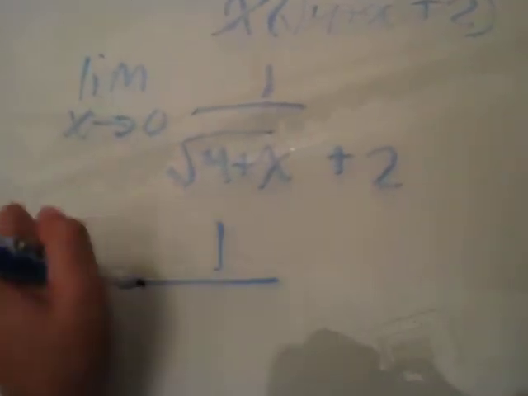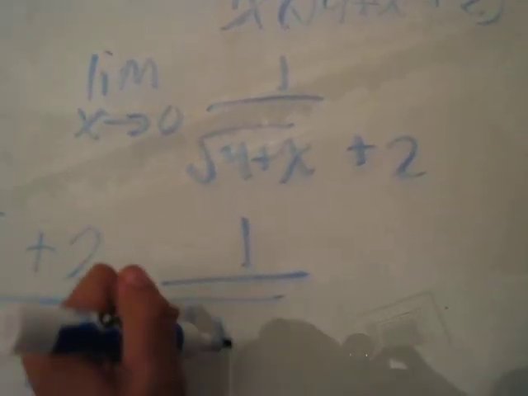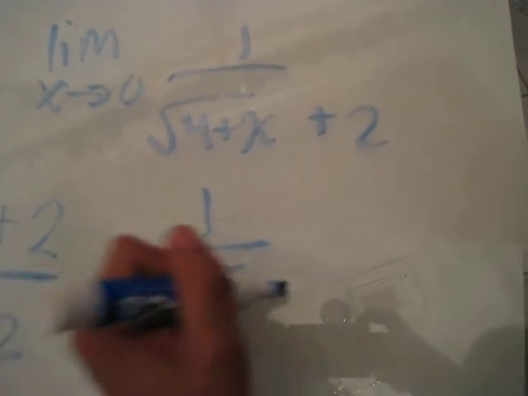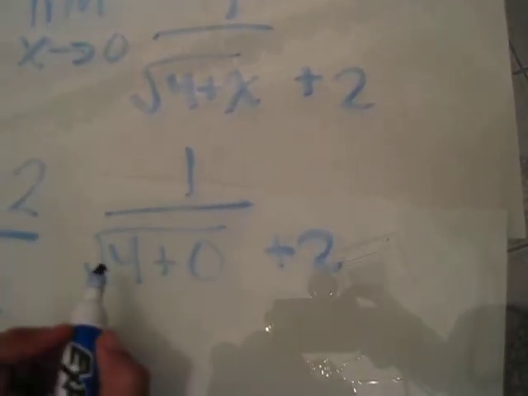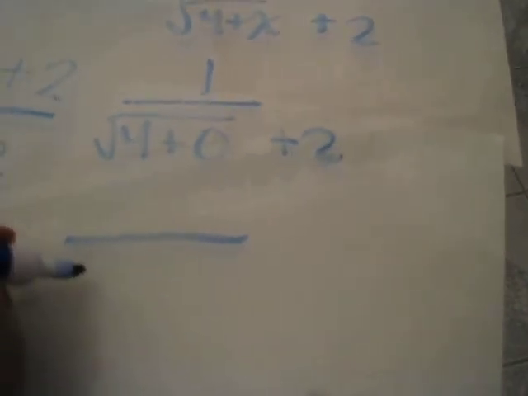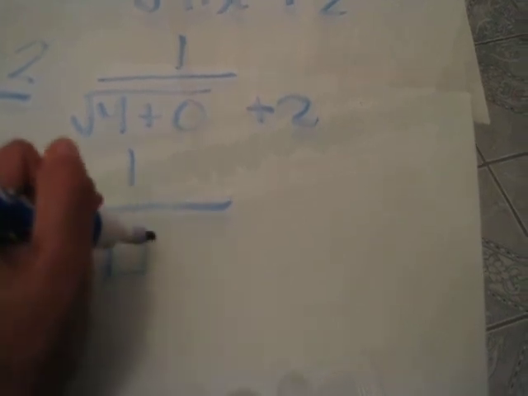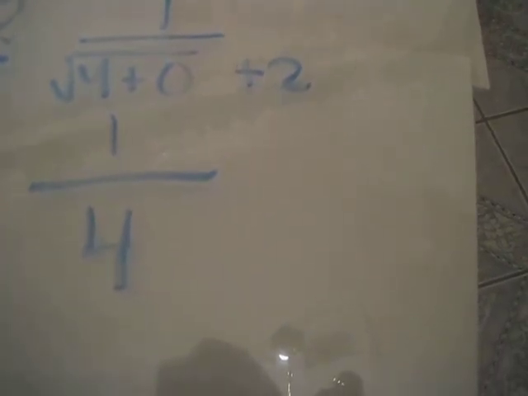If we plug in 0 for the x in 4 plus x, we get 1 over the square root of 4 plus 0 plus 2. The square root of 4 plus 0 is just simply the square root of 4, and the square root of 4 is 2. So 2 plus 2 is 4, and your answer as the limit is approaching 0 will just be 1/4.